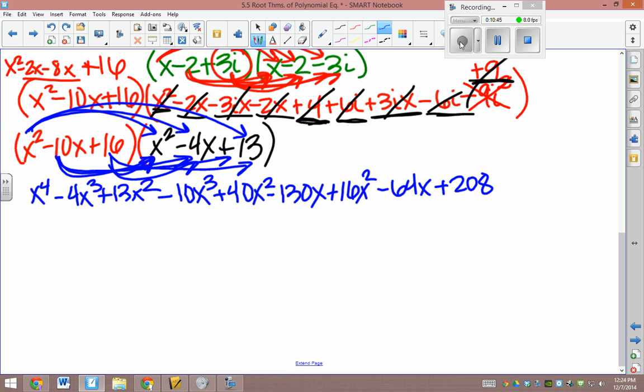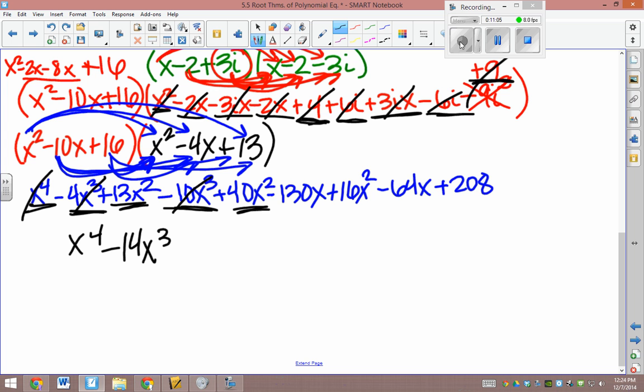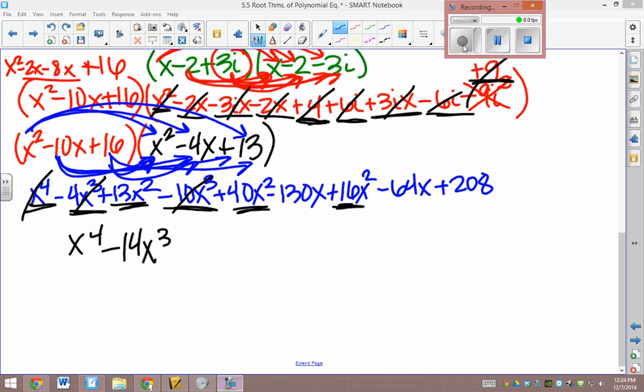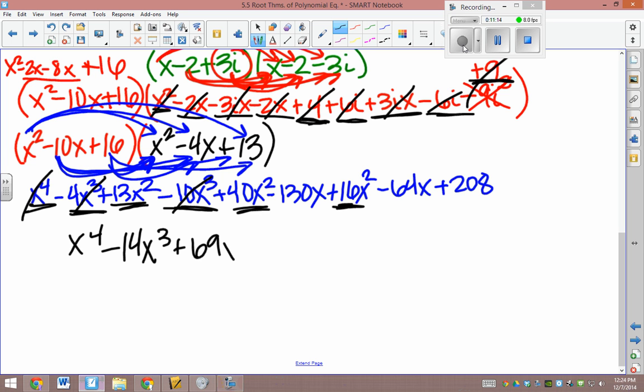All right, last thing to do is combine like terms. So you got to find your like terms. X to the fourth, that's the only one of those. Cross it off. Then I have my x to the third. So a minus 4x to the third and a minus 10x, that's minus 14x to the third power. X squareds, I have a 13 positive. I have a 40 positive, and then I should have one more. There's my 16, which is 69x to the second. I'm going to cross all those off my list so I can keep track here.